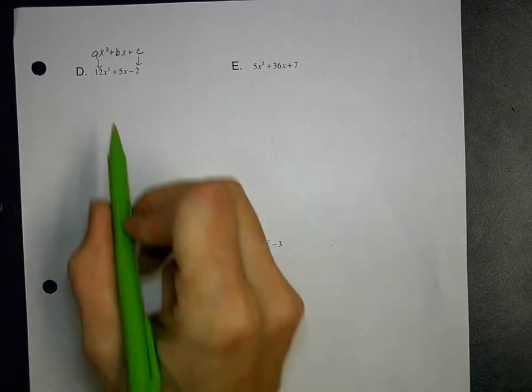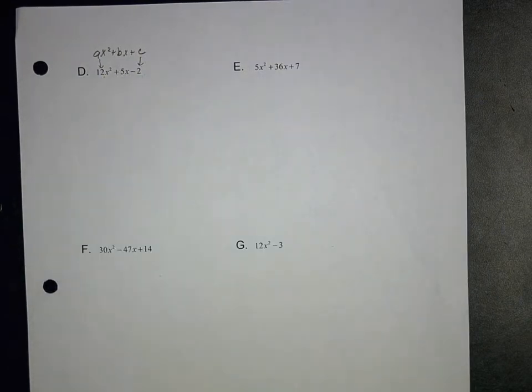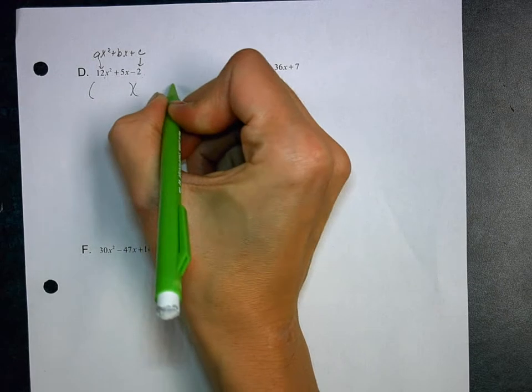The first thing you should always look for is a greatest common factor. Can I divide all three by the same number? No. Can I take a variable out of all three? No. Is there a greatest common factor? A resounding no. So then you go ahead and you put your two sets of parentheses down.